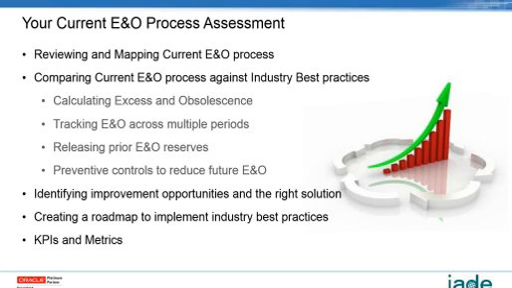And if we identify that your company is doing extremely well, then probably you don't even need a systemic solution, or you may still want to go with one. But what we can do is really come in and help you first assess where you are, and then define where you want to be, and then we can help you get there, most likely using the solution that we have. We can create a roadmap to implement industry best practices, and help you with KPIs and metrics to track your E&O.